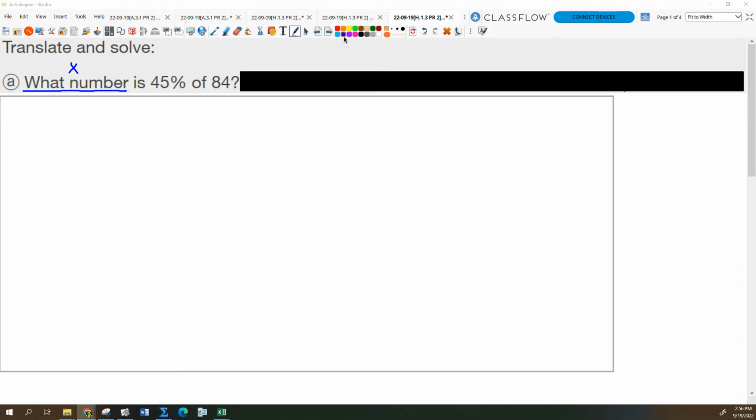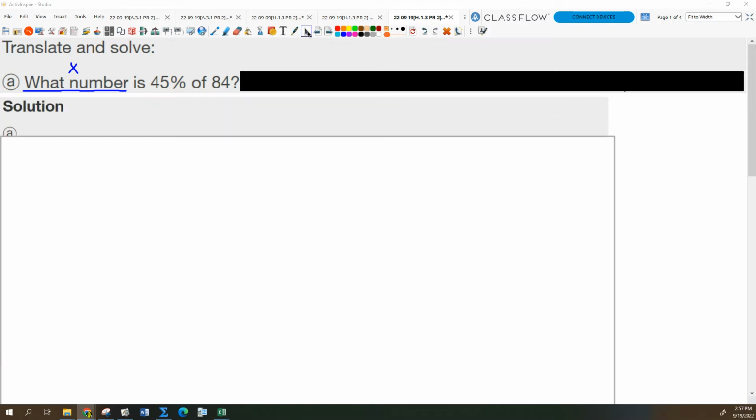What does "is" mean? Equals. 45% of 84. How do I calculate 45% of 84? We're going to multiply the percentage as a decimal times the number. 45% of 84 is 0.45 times 84.